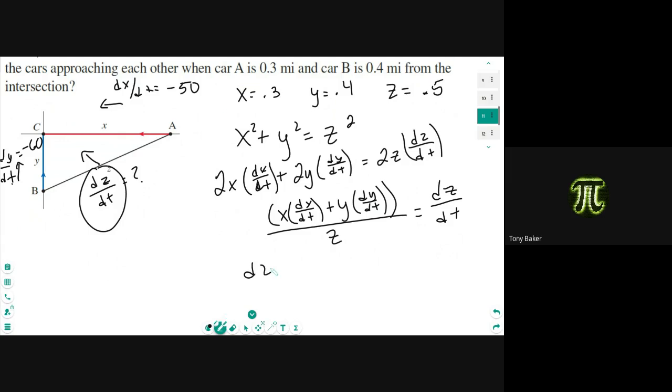So dz/dt, we have all this information now. So 0.3 times negative 50 plus 0.4 times negative 60, over 0.5.